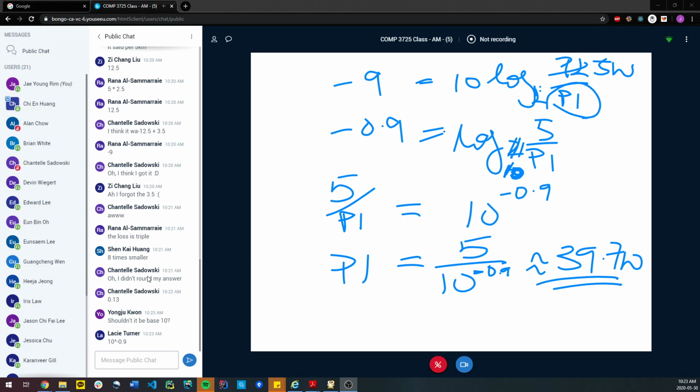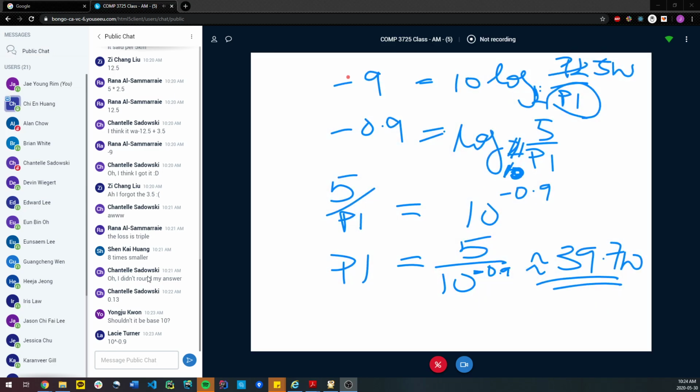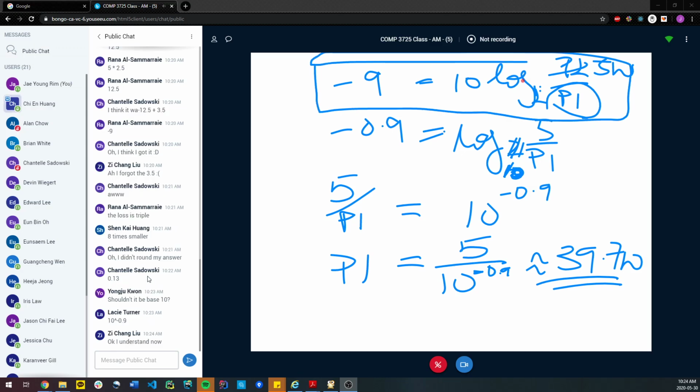Is that clear? But there's an easy way to solve it, because I on purpose made this minus 9 dB. Your goal was to figure that out just because you know that minus 9 dB is 1/8 the power. So at the beginning it should have been 40 watts. Or you could have gone through and solved based on the power ratios in dB.